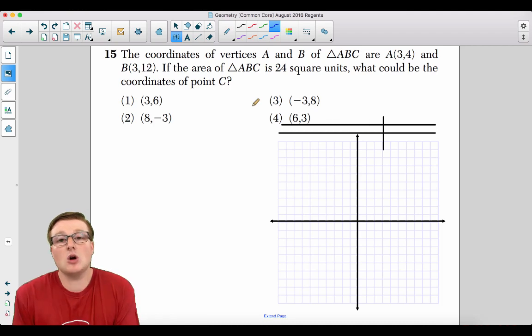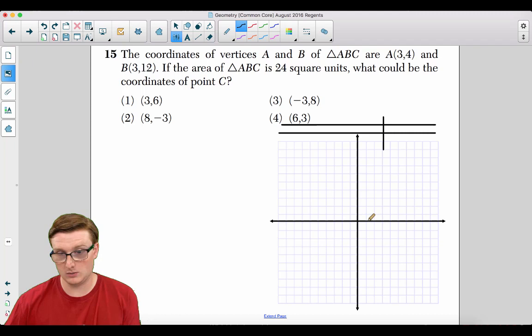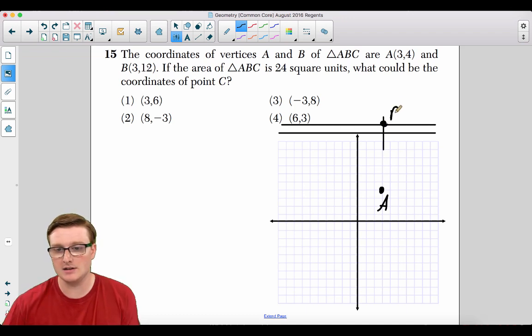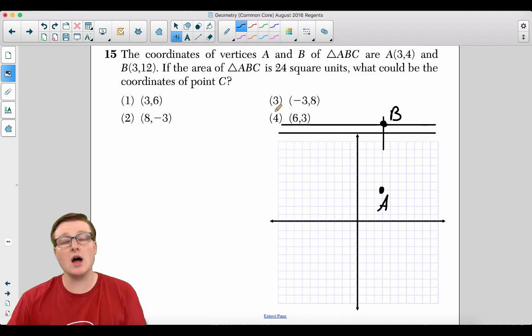I am going to graph the points (3, 4) and (3, 12). So 3, 4: 1, 2, 3, 1, 2, 3, 4. That's coordinate A. And B is (3, 12). That's all the way up here that I just drew. And it's telling you that the area of the triangle is 24 square units. What could be the coordinates of point C?